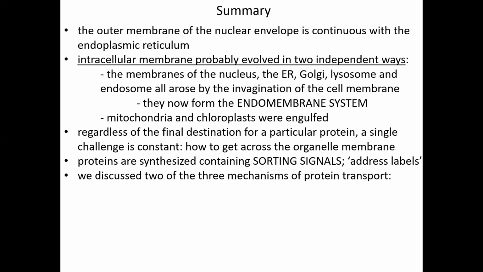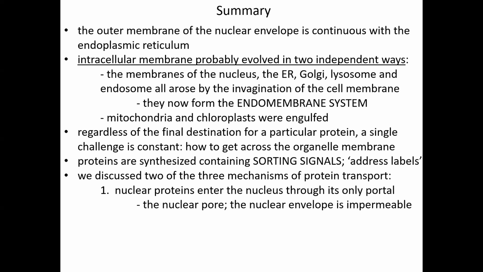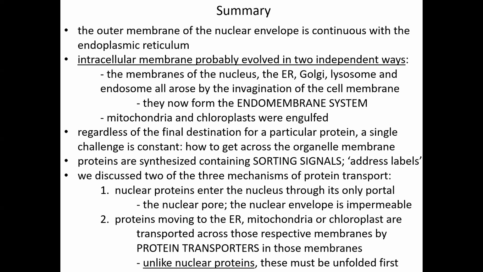We talked about three types of sorting signals that result in three types of transport that get proteins into three different destinations. Nuclear proteins have a nuclear localization sequence that is bound by a nuclear transport receptor. The nuclear transport receptor manipulates the nuclear pore complex and escorts the fully folded nuclear protein into the nucleus, which is its final destination. That's one strategy.